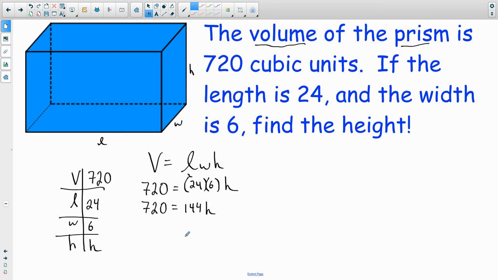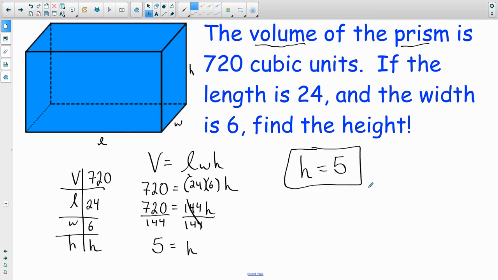Okay, well, there, now we got to solve for h. I'm going to divide this by 144. I'm going to divide this by 144. That cancels out, and my h is going to be equal to 5. Right? The height would be equal to 5. Find the height. My height is equal to 5. And let's leave that there.